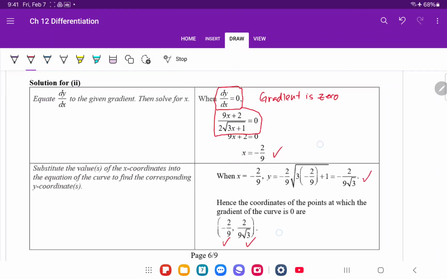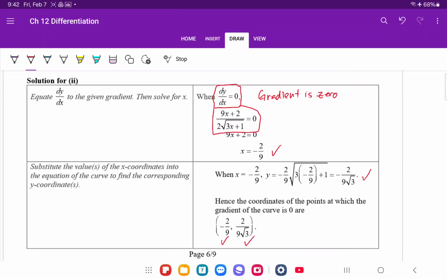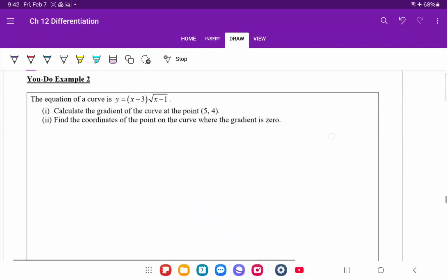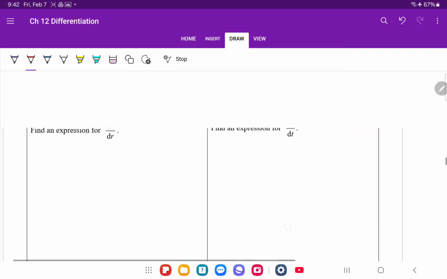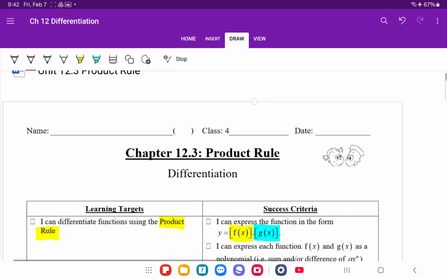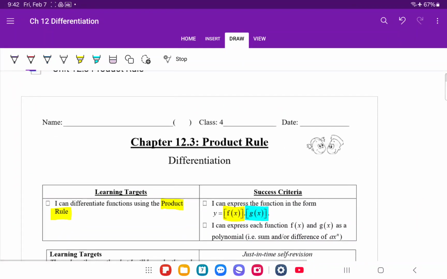Now with that, we have concluded 12.3. The rest of the questions is really for you to practice. They are about the same, and all of them involve product rule for this particular worksheet. So please go and try by yourself, but in view of the time constraint, we have to move on. Alright, so that concludes topic 12.3 on product rule. That's the end of this video.